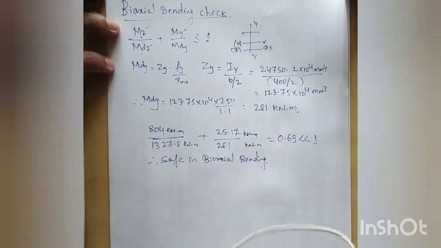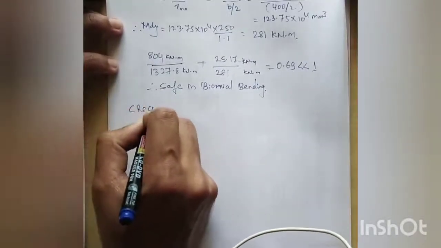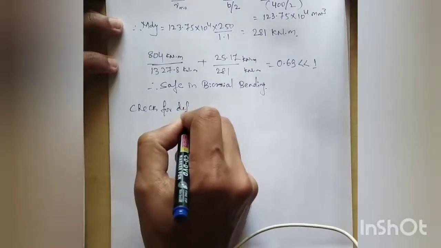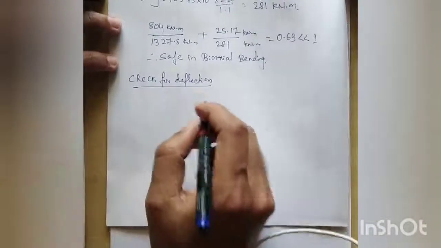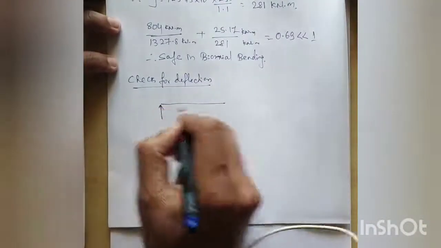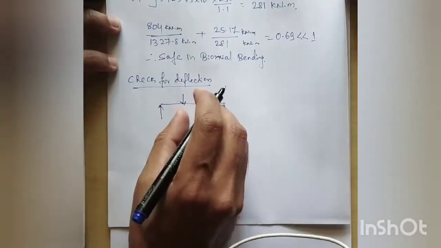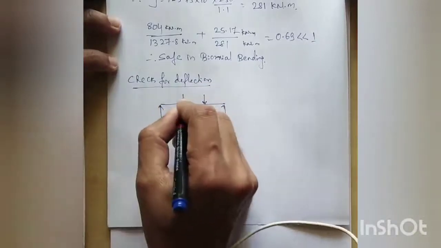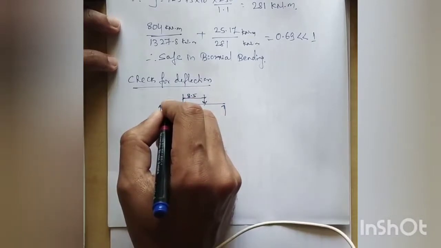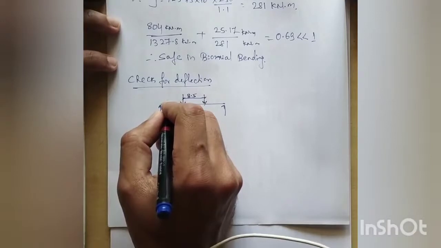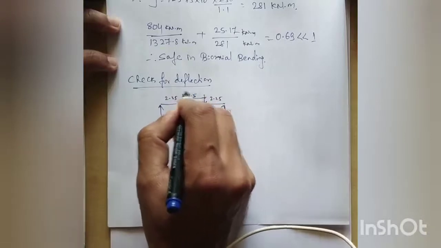So next we have to check for deflection. Usually deflection happens to be maximum at the center when the point loads are acting almost at the center, symmetrically. So now this wheel width distance is 3.5 meter, and these distances will be 2.25, and deflection is always checked for your service load.